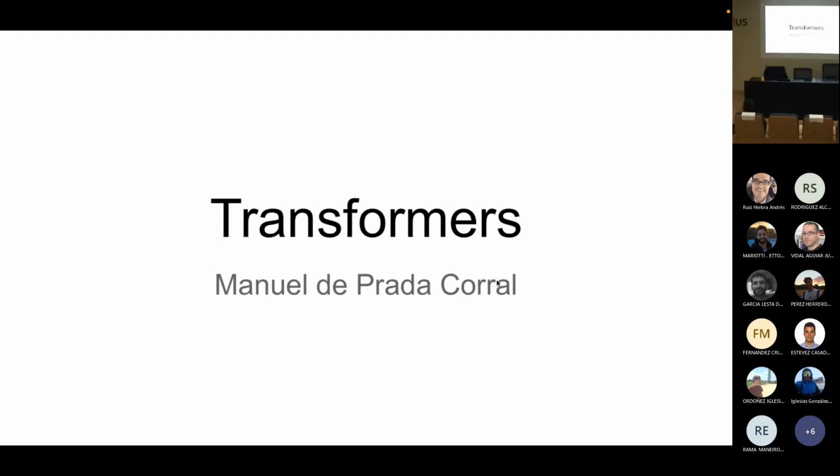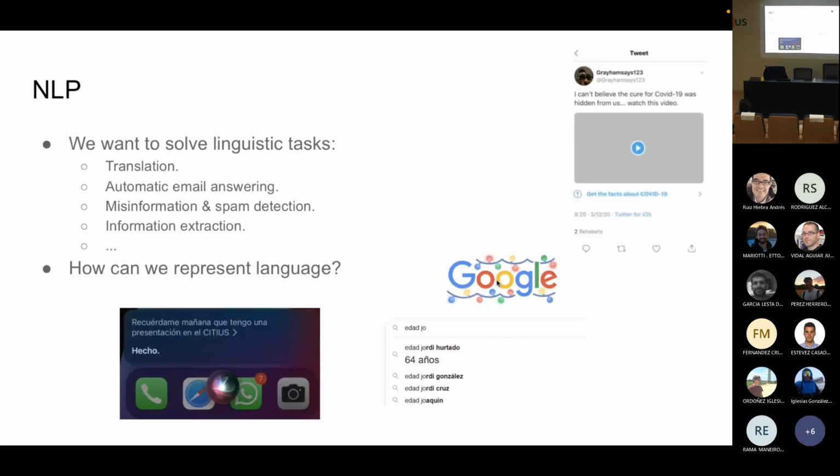And today we're gonna talk about transformers, which is a neural network architecture that has been on the rise in recent years. And we're going to introduce it from zero, so everyone can understand. We are going to give context on why it appeared and how it works.